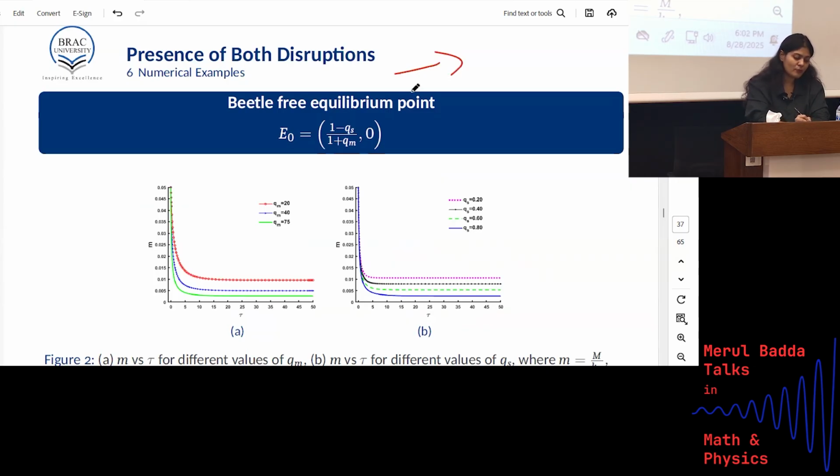So for the beetle free equilibrium point, this is our equilibrium point where M naught is 0. So there is no beetle in our model. So there are only 2 disruptions.